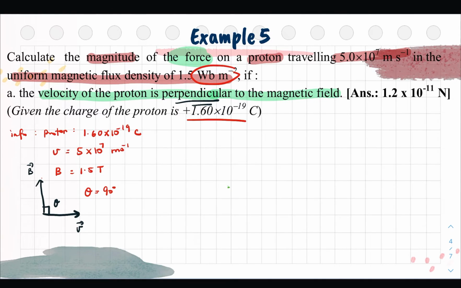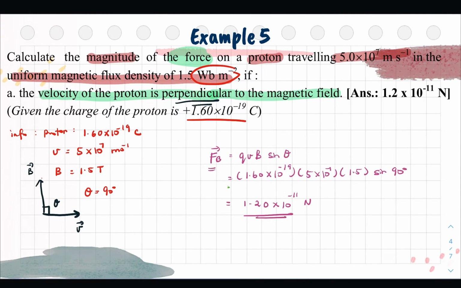Okay, soalan minta cari FB. So simple sahaja. FB is equals to QVB sin theta. So I have Q 1.6 × 10^-19, the velocity is 5 × 10^7, B is 1.5 Tesla, sin 90 degree. So if you calculate, you akan dapat 1.20 × 10^-11, dan unit untuk force is always Newton. So do I need to find the direction? No, because soalan hanya minta the magnitude.